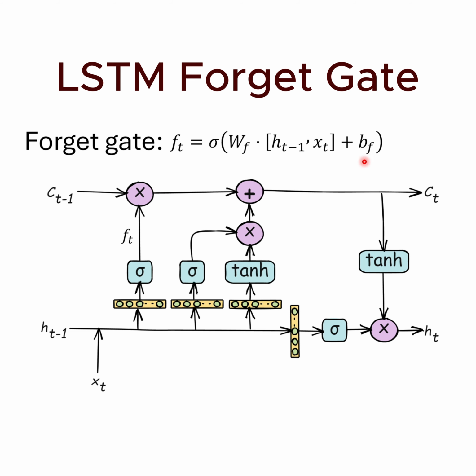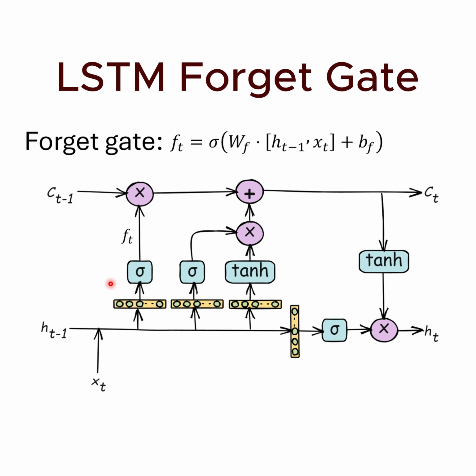Bf is the bias term for the forget gate. The length of this bias vector is equal to the number of neurons we have here in the forget gate. That means the number of bias values, or the length of this bias vector, would be the length of this c sub t or c sub t minus 1.